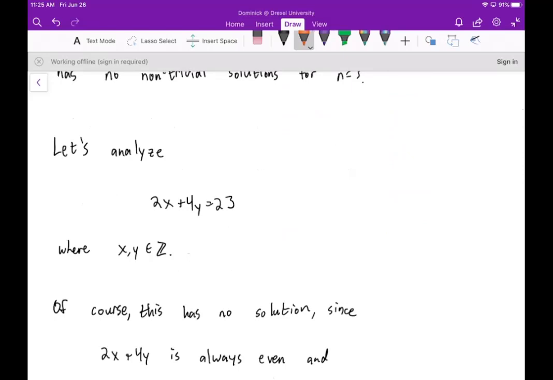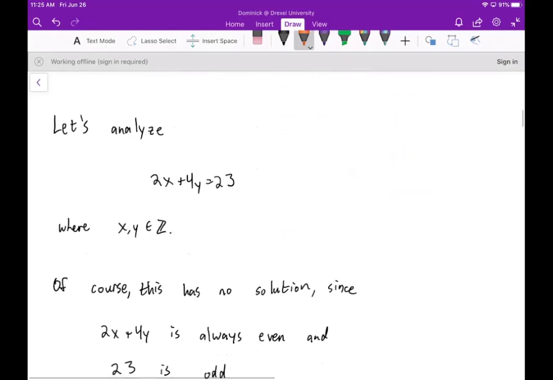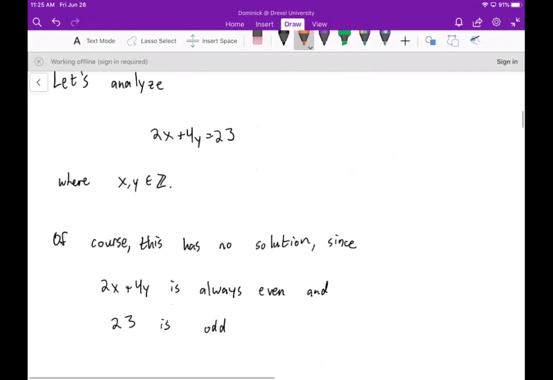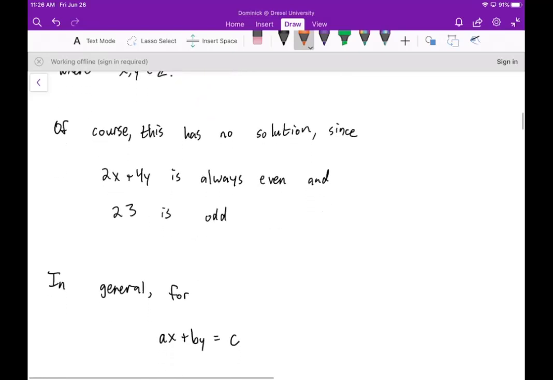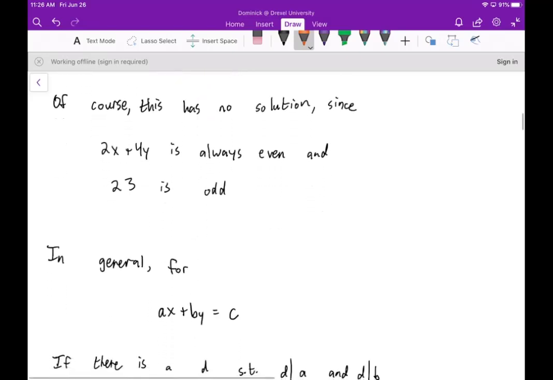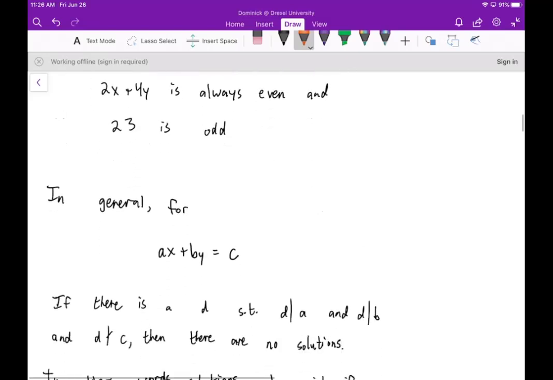So let's consider something where we have 2x plus 4y is equal to 23. And of course, we want x and y to both be integers. Now, you might think that this will not have any solutions, and you're correct, because if you add two even numbers, you can't get 23 to come out, right? And 2x and 4y are both even. Now, is there a general thing that we can say about when a solution exists? Well, of course there is.